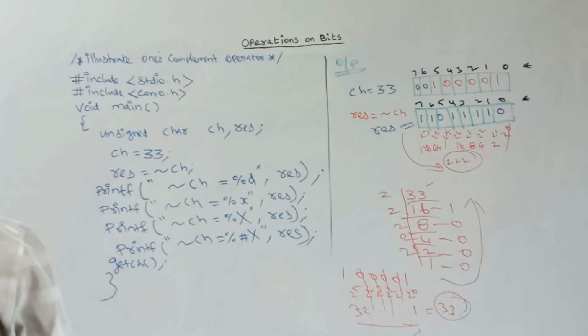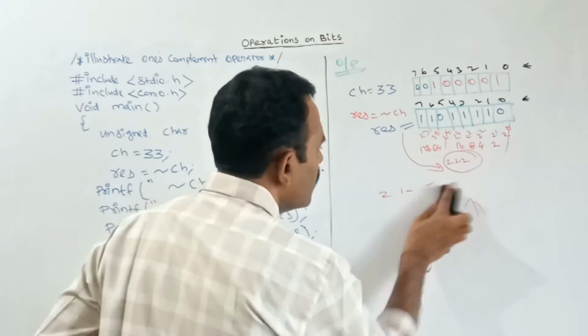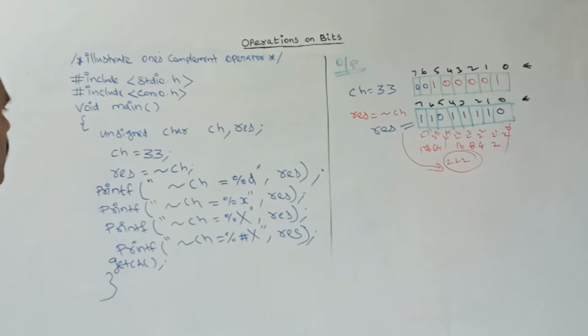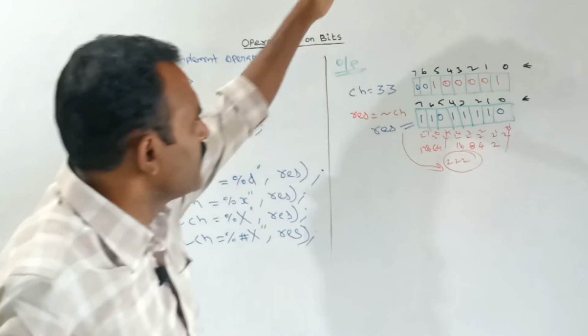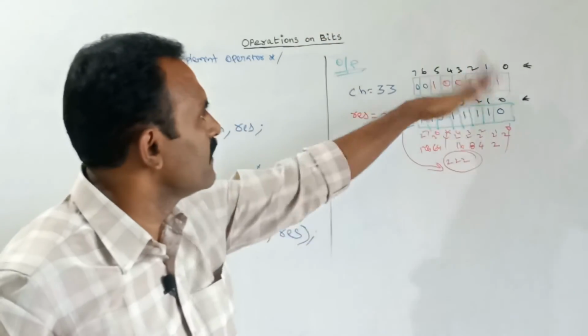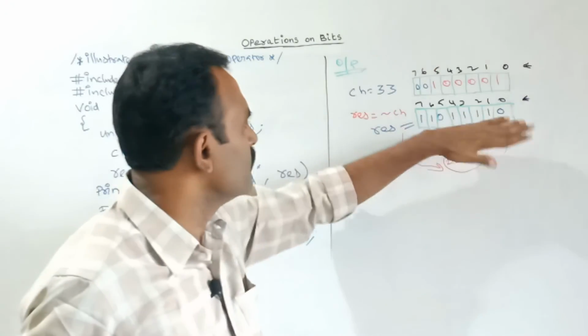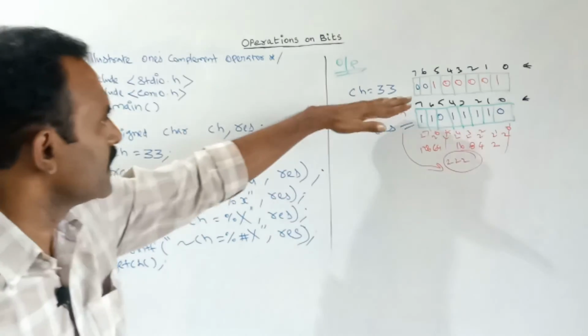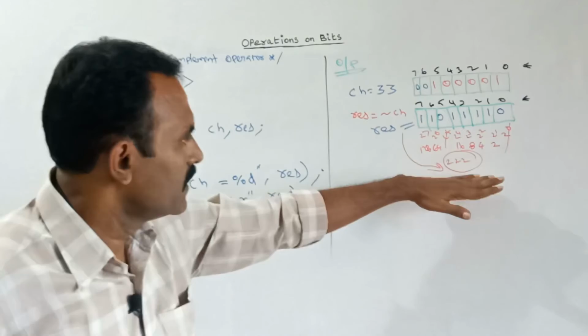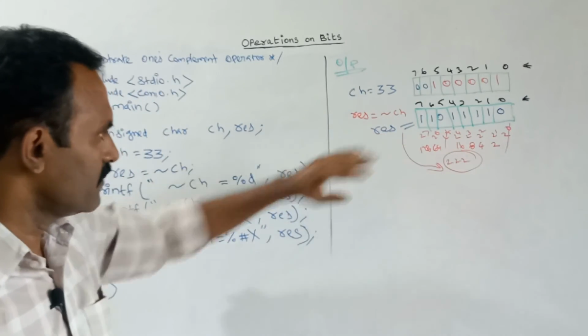See here, this is the value 33. The corresponding binary value I have given here. Next, RES is equal to the 1's complement value. If we take 33, the 1's complement value is 222. So RES will be 222.